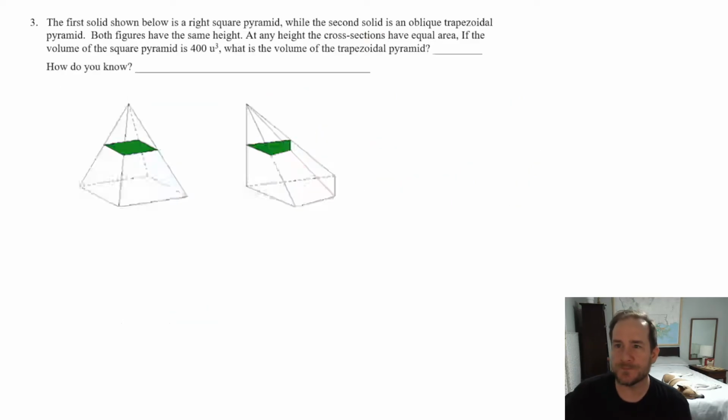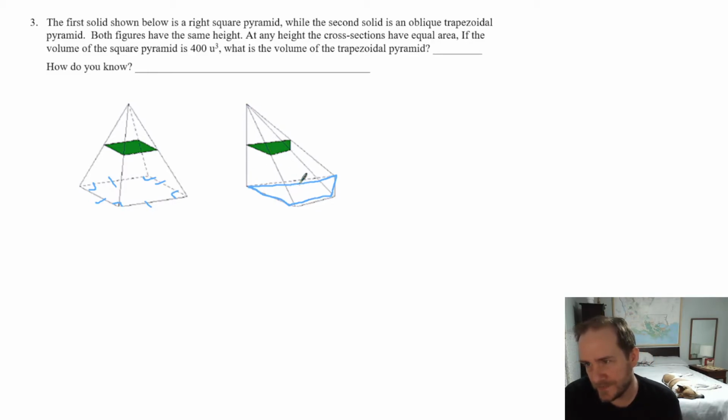Moving on. Number 3 is exactly what I was just explaining about these cross sections being the same. So it says the first solid shown below is a right square pyramid. This base here is a square. That's all they're saying. So that's a square. Right angles, equal sides. The second solid is an oblique trapezoidal pyramid. So we see the base here as a trapezoid. And remember, the oblique means it's slanty.